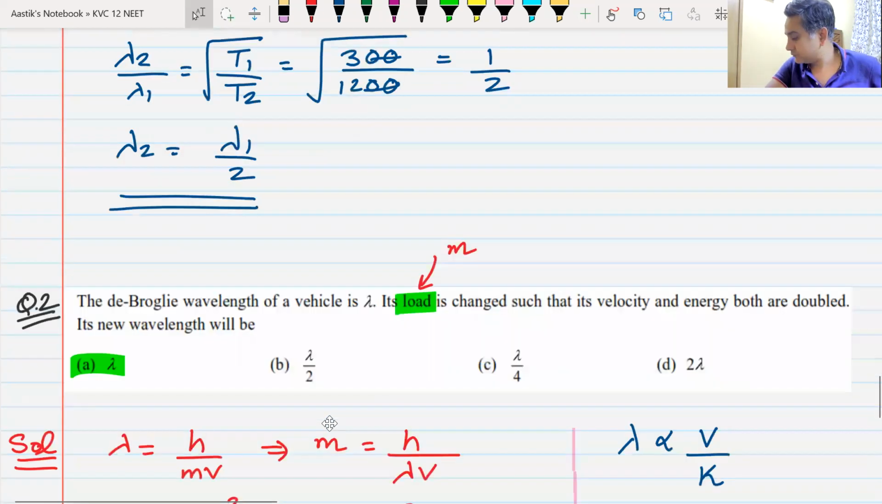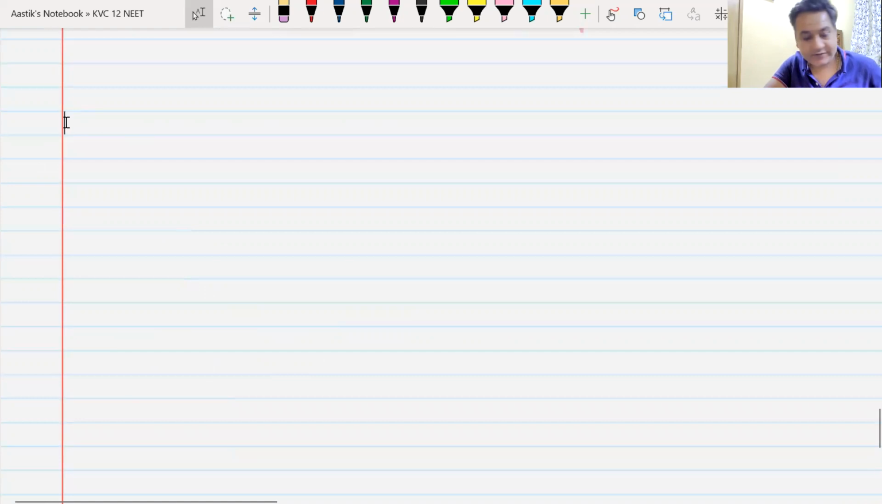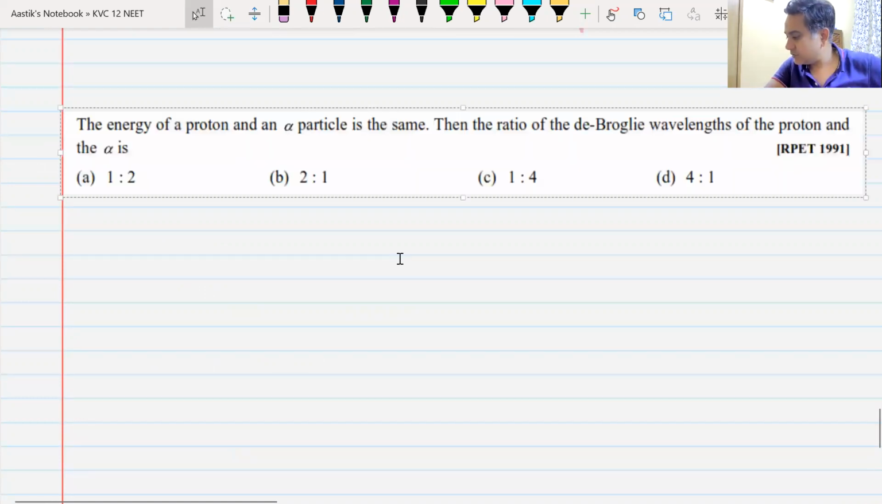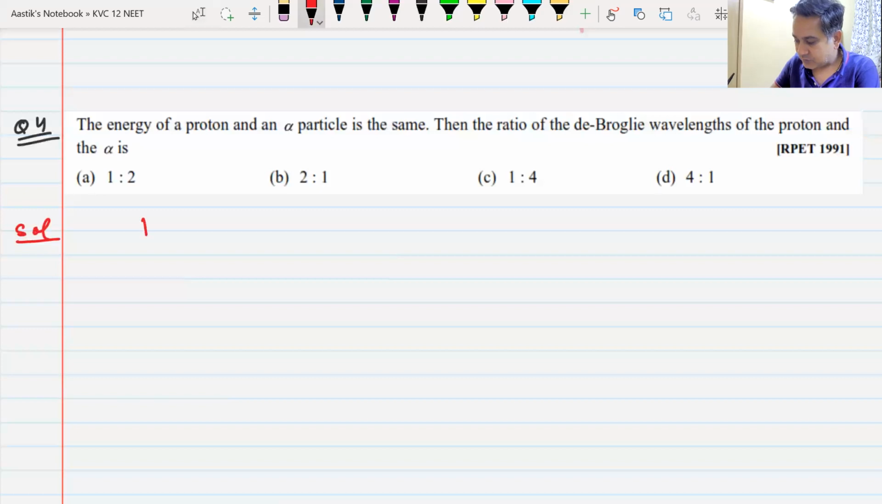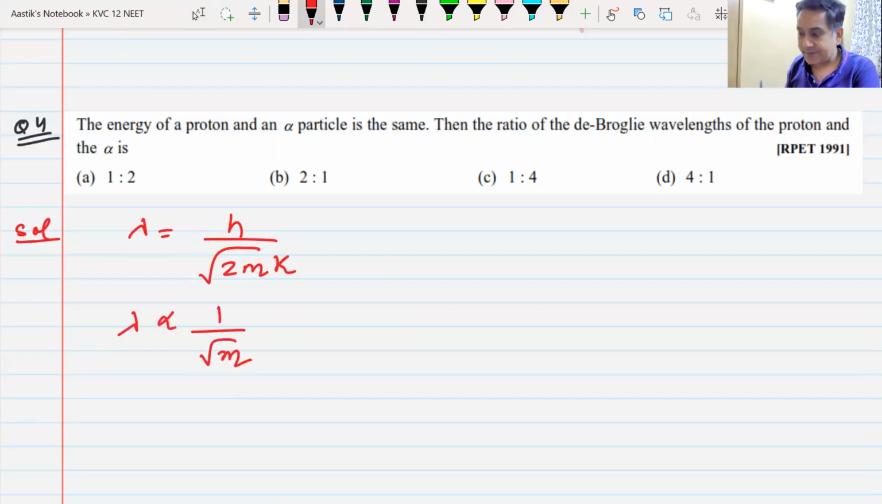So 2:1 is correct. How did you get 2:1? Lambda equals h by under root 2m. Yes. If I talk about lambda, it is h by under root of 2mK, where K is the kinetic energy. Kinetic energy is the same. So lambda will be proportional to 1 by root m.